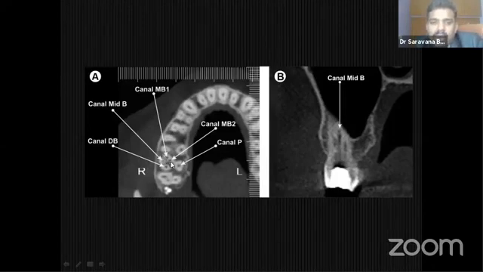This is MB2. This is the distobuccal canal. This is the palatal canal. In between the mesial canal and distal canal, there is another canal. This is called the mid-buccal canal. Okay, mesio-buccal 1, mesio-buccal 2, palatal canal, distobuccal canal. This one is the mid-buccal canal.